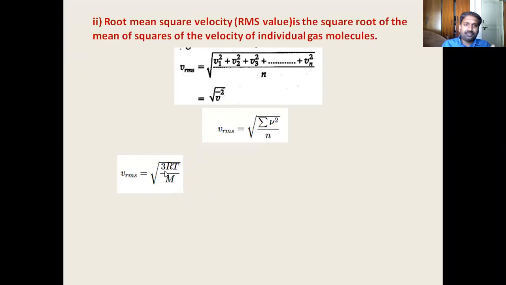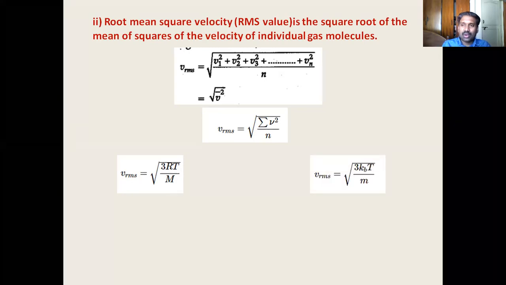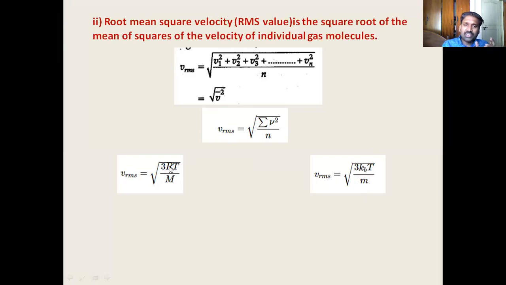Again, you can use your Boltzmann distribution law and derive the expression for VRMS, the root mean square velocity. It comes as square root of 3RT divided by m. The other form of the equation is square root of 3 kBT divided by small m. Now what's the difference between these two equations? This equation has a constant R, the real gas constant, whereas this equation has a constant k, which is the Boltzmann constant.